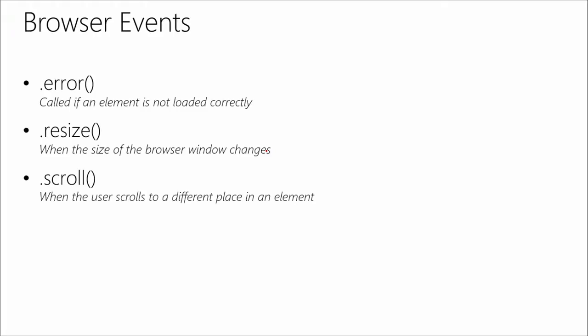Primarily, this is 3 events: error, resize, and scroll. Okay? Error is going to happen at a very high level. If there's any errors that happen in your code, it's going to bubble up to the top and it's going to be caught by this browser error event.